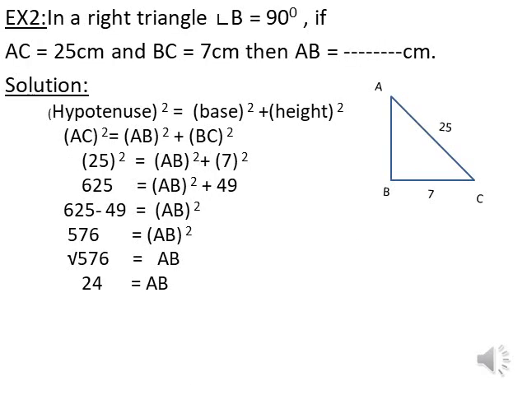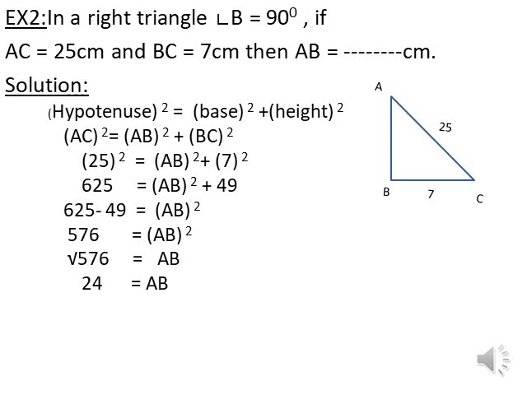Let us solve one more example based on the Pythagoras. Such examples are asked for a 1 mark objective question. In a right angle triangle, angle B is 90. If AC is 25 and BC is 7, then we want to find AB. In the previous case, they asked us to find the hypotenuse. In this case, the length of the hypotenuse is given and one of the perpendicular sides is given. You want to find the other side.